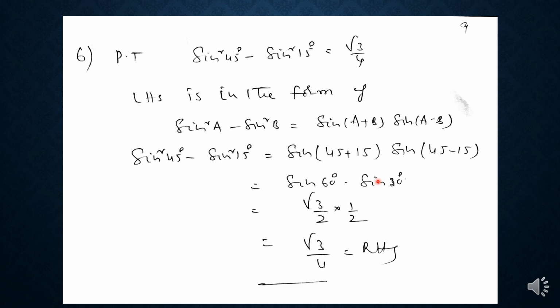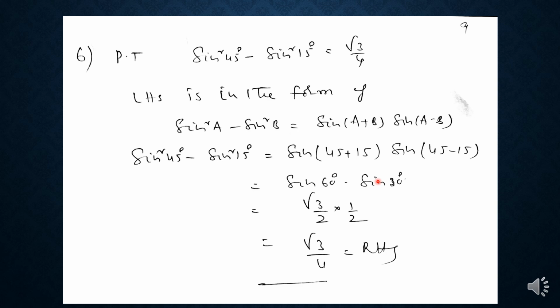What is cos of A plus B? Cos A into cos B minus sin A into sin B. And what is cos of A minus B? Cos A into cos B plus sin A into sin B. And what is tan of A plus B? Tan A plus tan B by 1 minus tan A tan B. What is tan of A minus B? Tan A minus tan B by 1 plus tan A tan B.